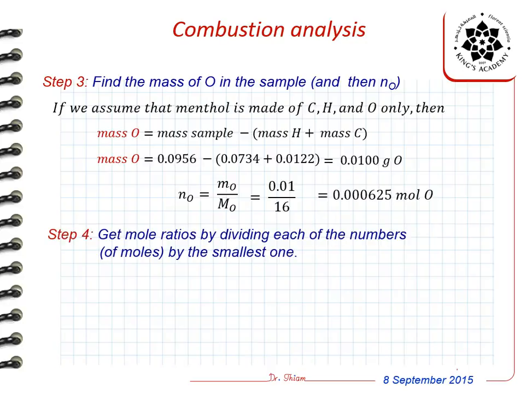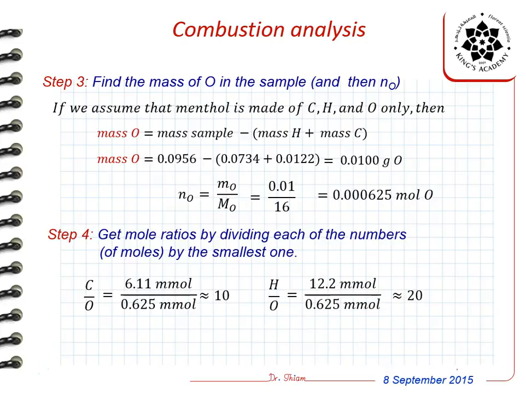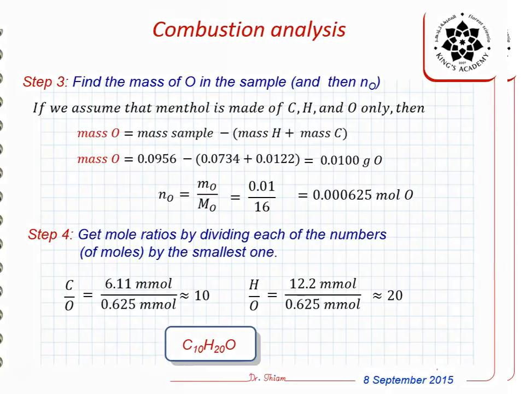Now, if you guys remember, from here, it's the exact same thing as determining empirical formulas. So we get the mole ratios by dividing the larger number of moles by the smallest one. So oxygen has the smallest number of moles, so we divide by it. So carbon over oxygen is about 10. Hydrogen over oxygen is about 20. And of course, oxygen over oxygen is 1. So our formula is C10H20. All right, so this is how we work with combustion analysis.